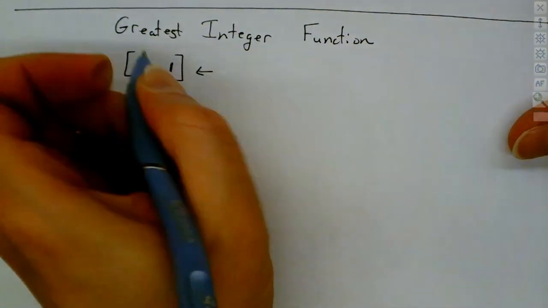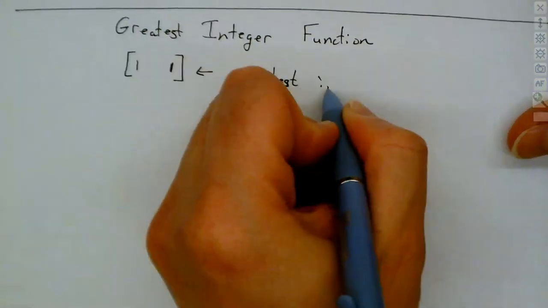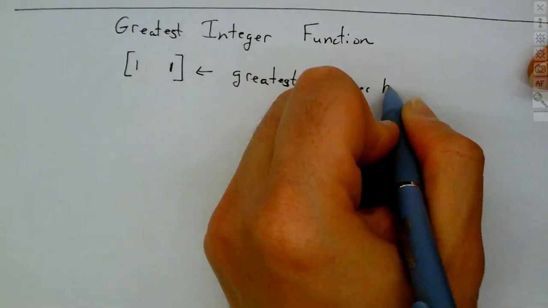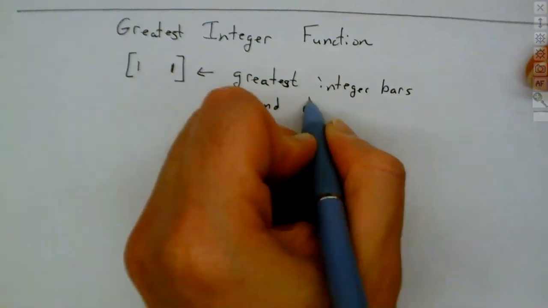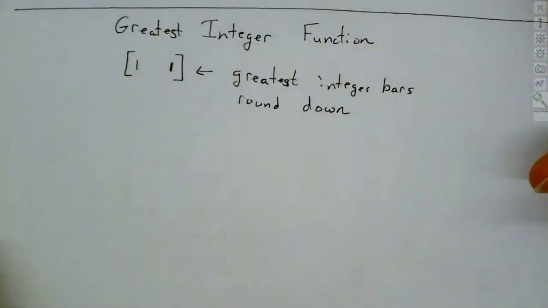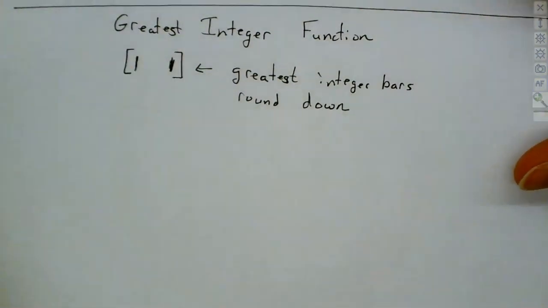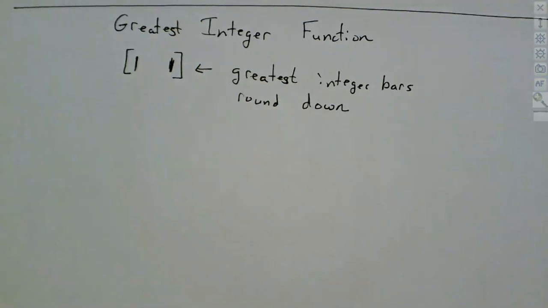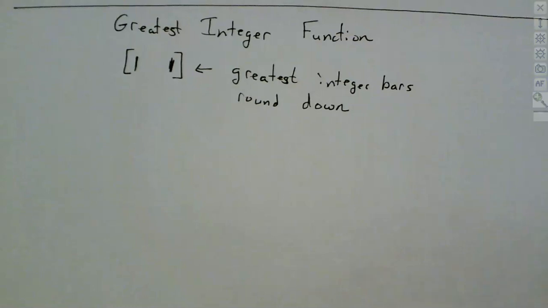And these are called greatest integer bars. And what they do is they make it round down. So the greatest integer bars, they make it round down. There's also the least integer bars. Greatest integer bars are also sometimes called the floor. Our textbook doesn't use floor, but other textbooks do. Least integer bars are called the ceiling.